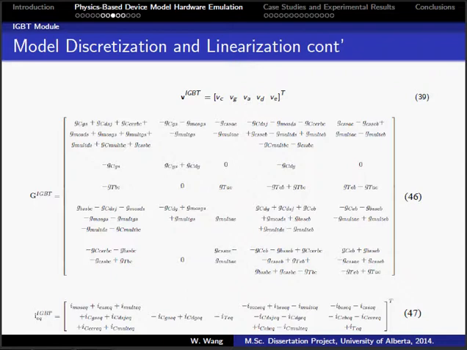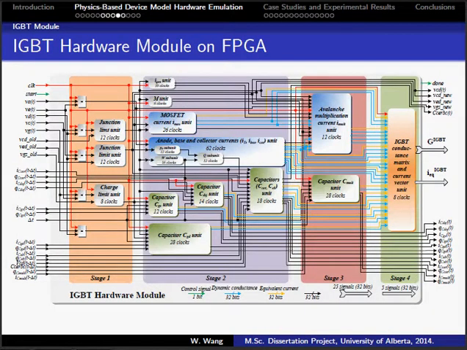This figure shows the detailed structure of the IGBT hardware module on FPGA. It contains 4 stages. Stage 1 contains 2 junction limit units and a charge limit unit, which are used to limit the p-n junction voltage and charge variation between successive Newton iterations.